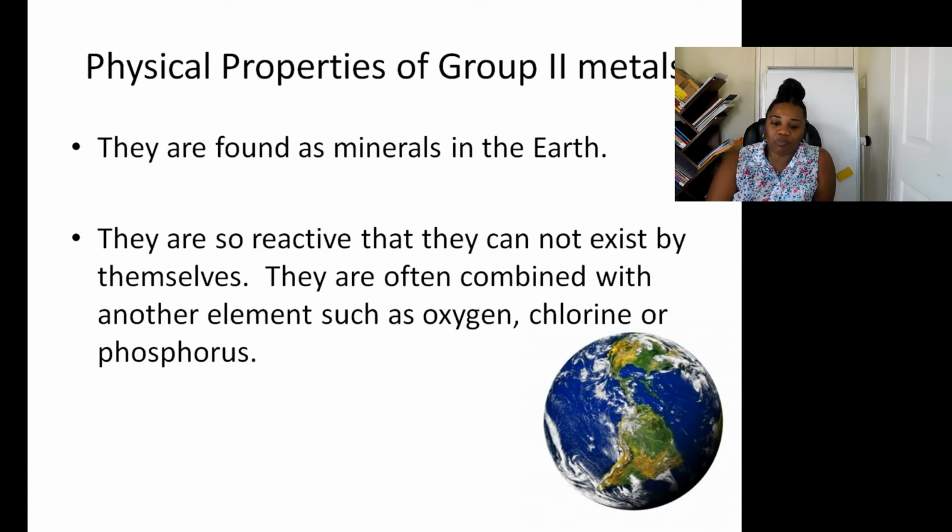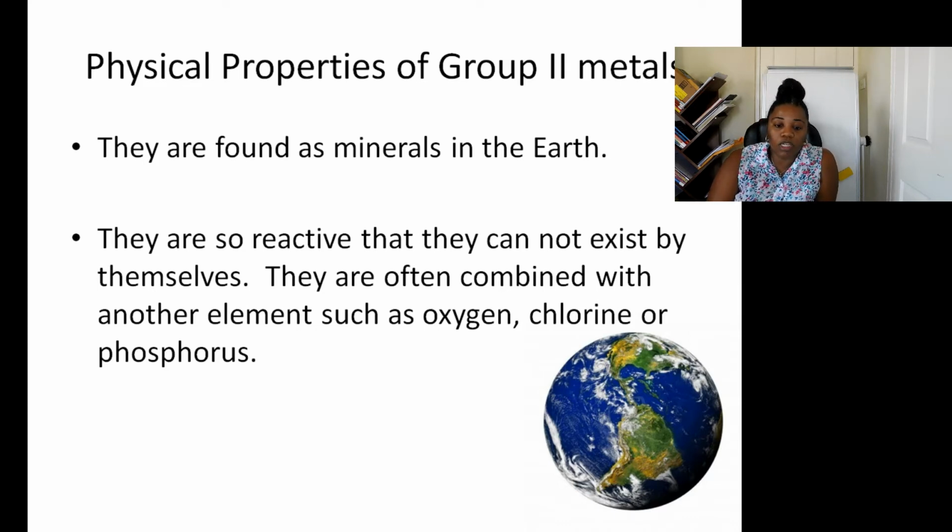Okay, so the physical properties of group 2 metals. Remember, physical properties mean what you look at and what you can see with your bare eyes, right? So with me, you could see that I have big eyes, and I have a dark rim around my lips, and I have a chubby nose, and I like wearing buns or my hair up and stuff like that. Those are things you see, right? So that is what we chemists term as physical properties, things you see.